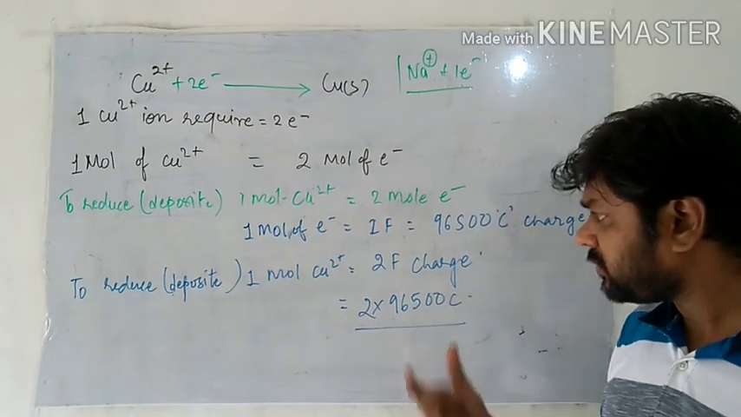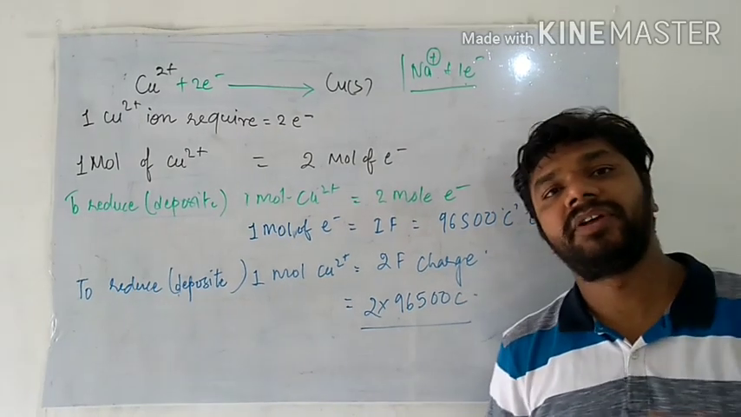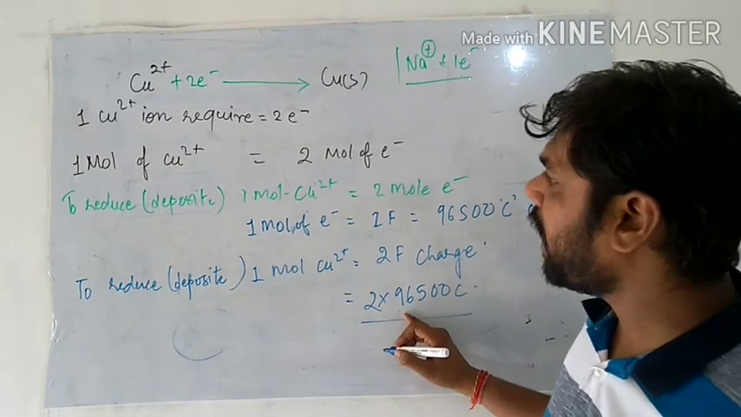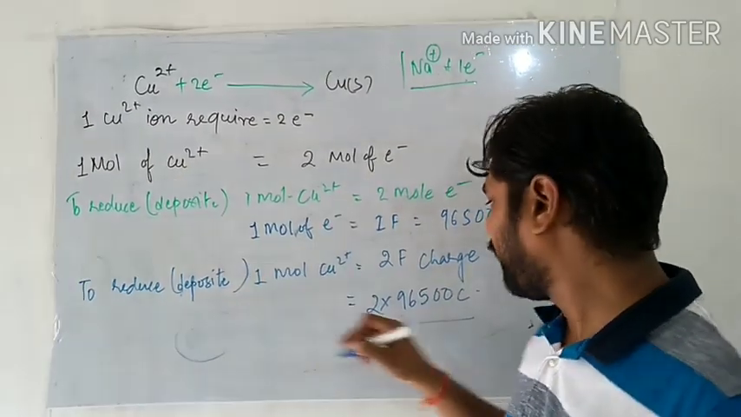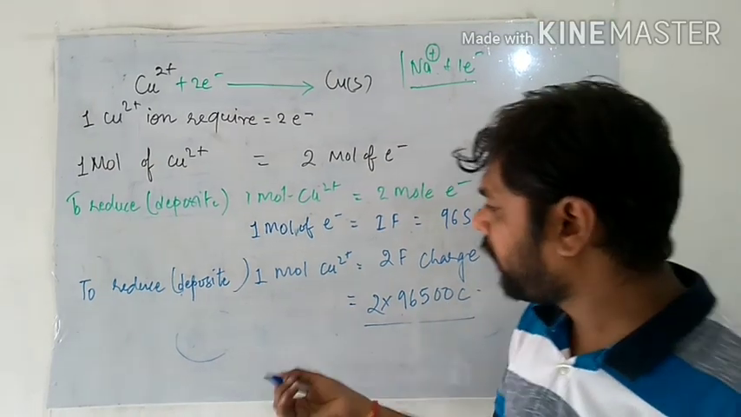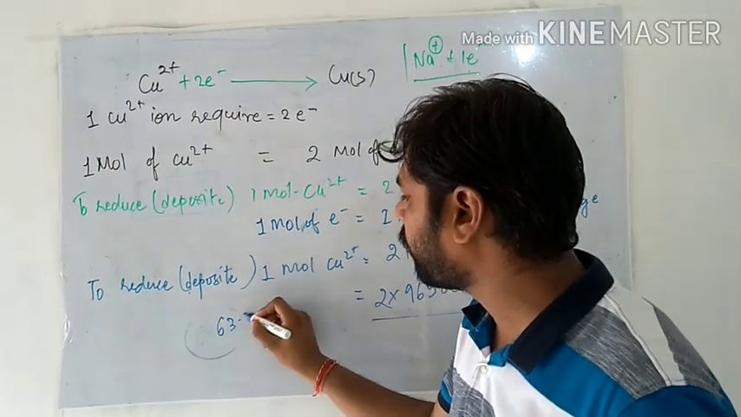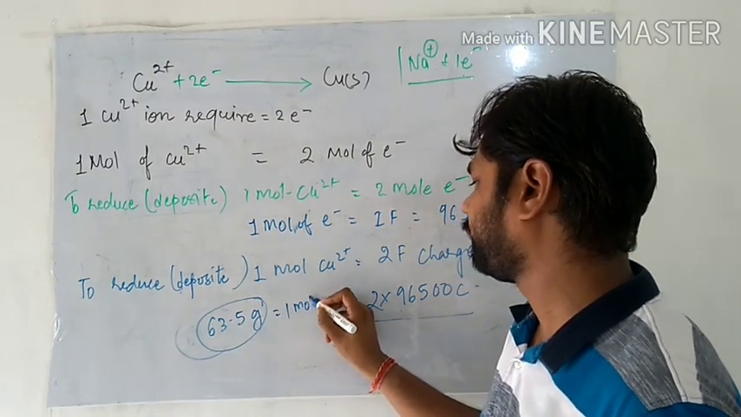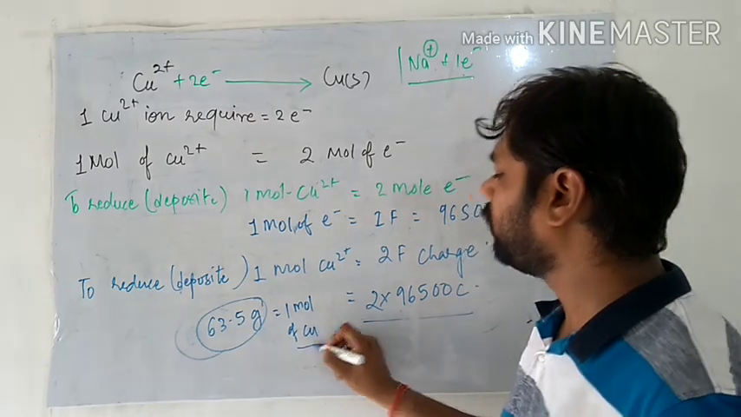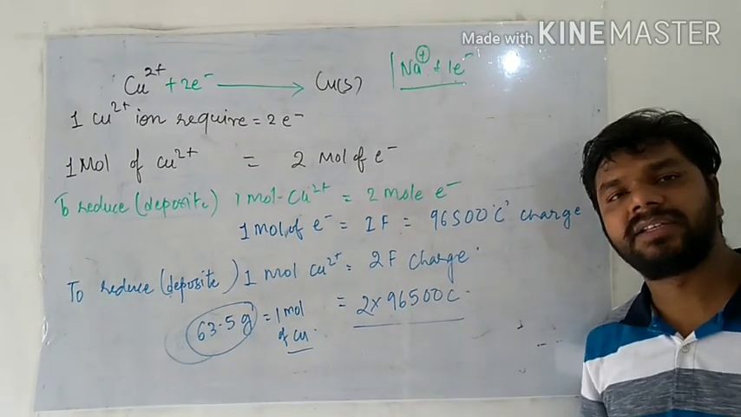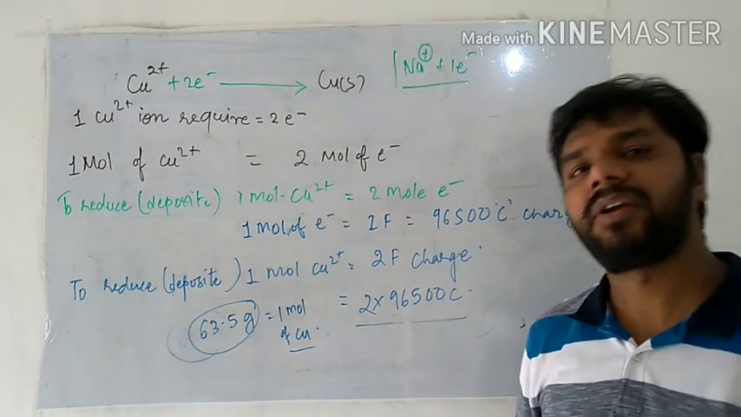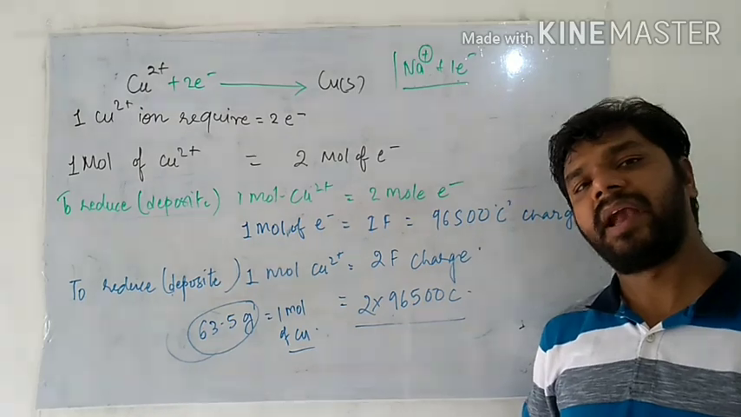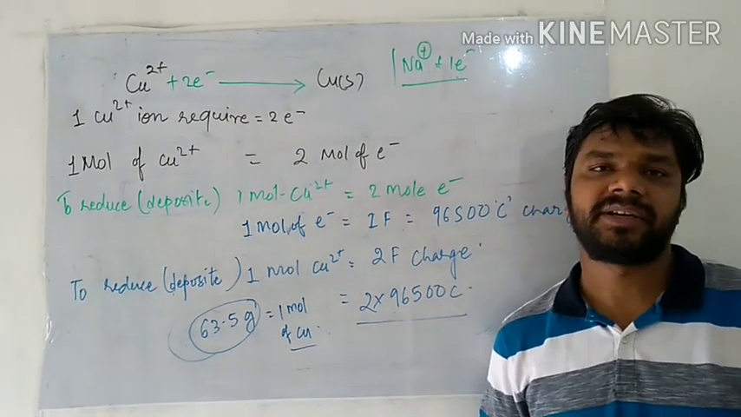Okay, so this is all about Faraday's second law. We can also calculate weight like this, because we have deposited 1 mole of copper ion by passing 2 Faraday. And the weight of 1 mole of copper is 63.5 gram. So this formula and this technique is also useful to calculate the weight of substance deposited by knowing how much current we are passing, by the ampere and time method or by the Faraday method. That's it.